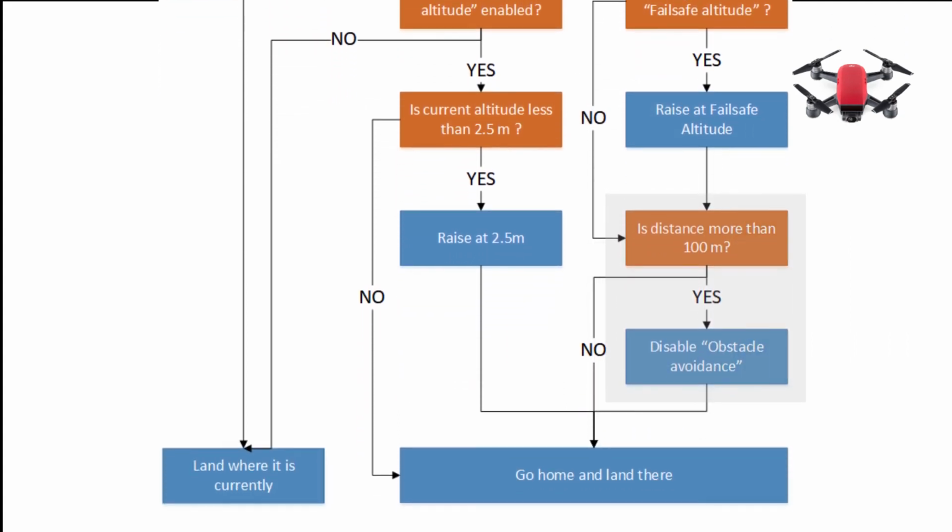Last but not least, keep in mind if the distance is above 100 meters, then obstacle avoidance will be automatically disabled during the travel to home. This is necessary to ensure that it can arrive to home before the battery completely depletes. Without obstacle avoidance, it can travel faster and it consumes less power.